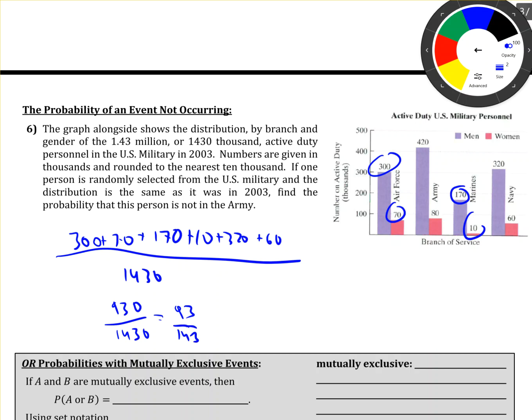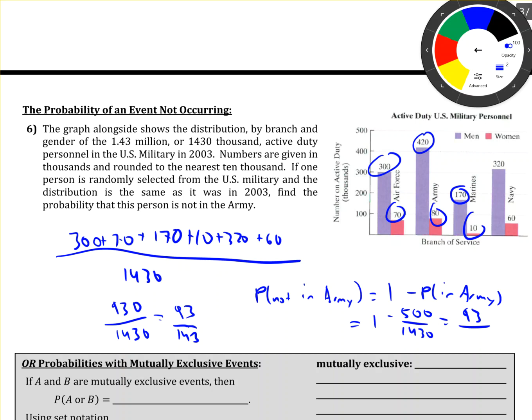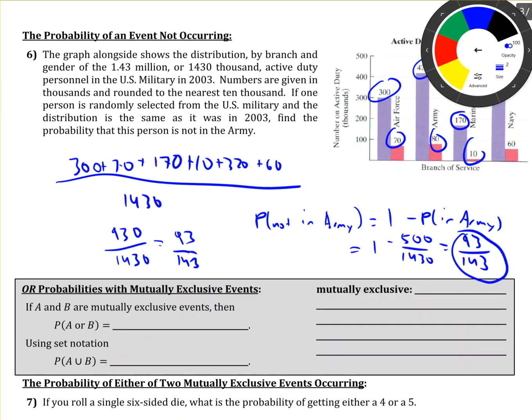Or the alternative would be I could look at it and say, what's the probability of not in the Army is the same as 1 minus the probability that they are in the Army. So how many are in the Army? There are 420 plus 80, which gives me 500. So I'm adding those two numbers. So I get 1 minus 500 over 1430, which, what do you know, is 93 over 143. And that's the easier way to do it. A lot of times saying not is the same as saying 1 minus the probability of it happening.